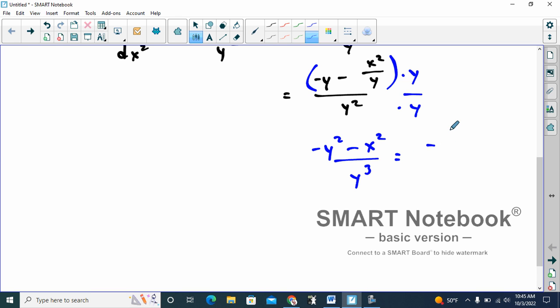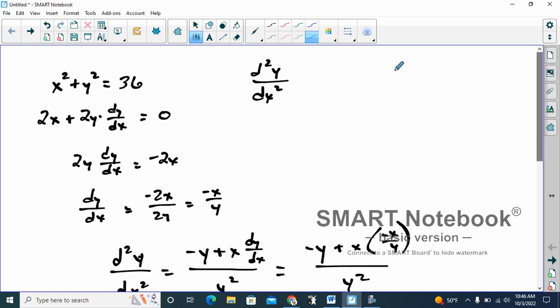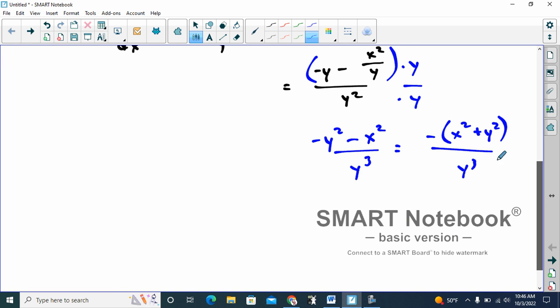I can factor out a negative 1, leaving me with positive x squared plus y squared. And then for this particular problem, x squared plus y squared was equal to 36. So you can replace x squared plus y squared with 36. So negative 36 over y cubed, which is the answer they have in the back.